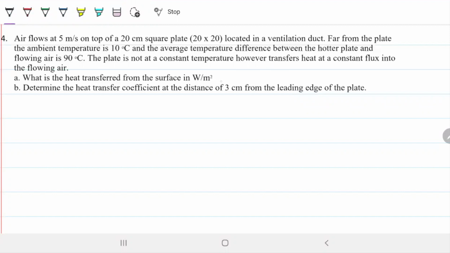A, what is the heat transfer from the surface? So we want to know what is that constant heat that is transferring from the surface. What is that heat flux? And B, determine the heat transfer coefficient H at a distance of 3 centimeters from the edge. So it wants to know what's H at X equals 3 centimeters. Okay, so let's start with my beautiful drawing of a plate.